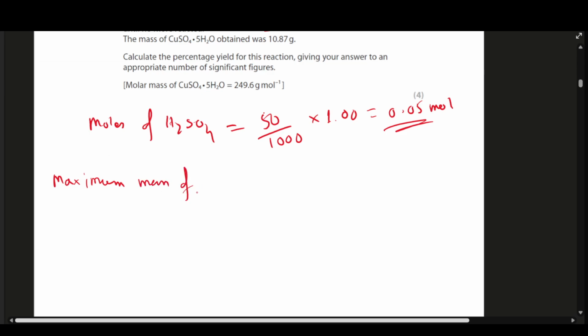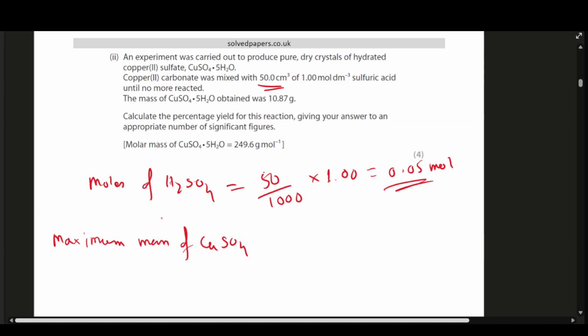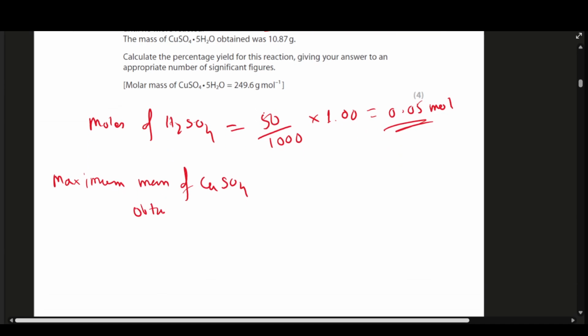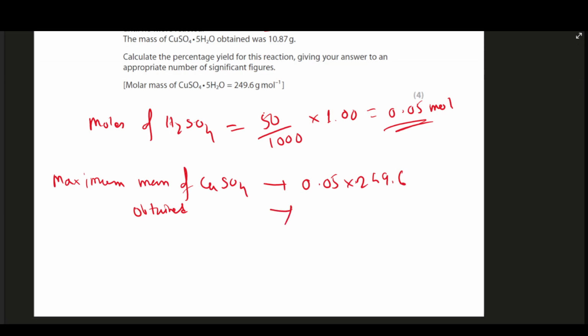Maximum mass of copper 2 sulfate, multiply this 0.05 times 249.6. Eventually you get about 12.48, I believe. 12.48 gram maximum of copper 2 sulfate that has reacted.